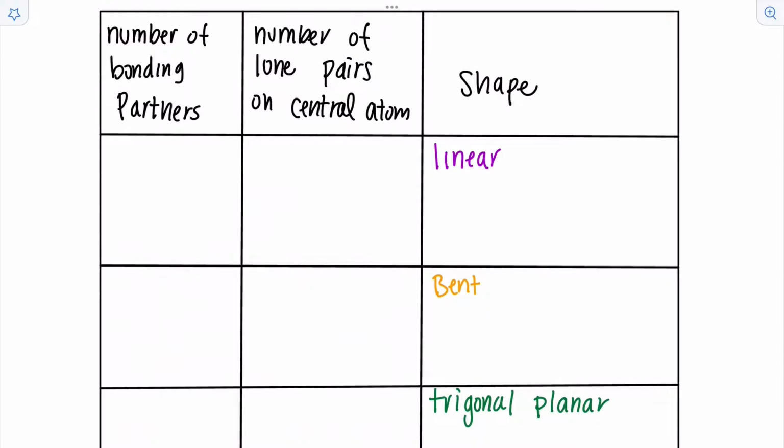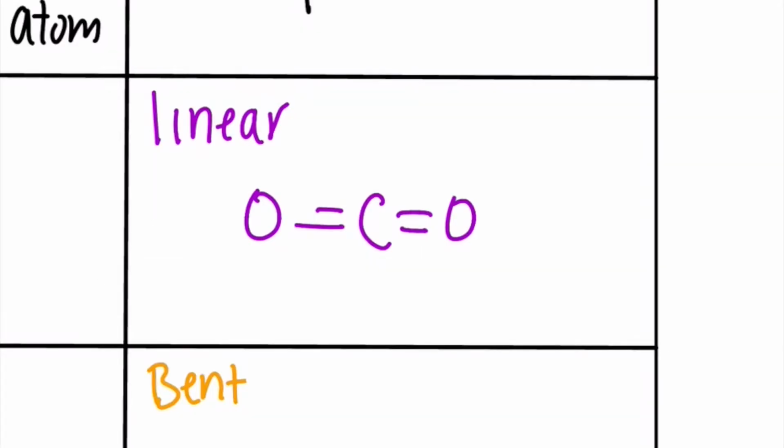We're going to start with linear, and I'll choose the example of carbon dioxide. In this example, carbon is our central atom, and it has 2 bonding partners, and it has 0 lone pairs of electrons on the central atom. When you have any combination of atoms that result in 2 bonding partners and 0 lone pairs on the central atom, the shape will be linear.